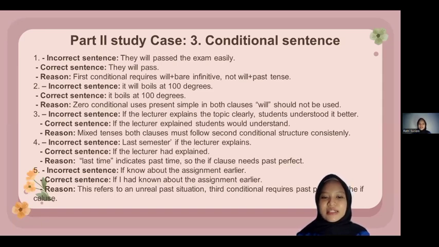The correct sentence is: they will pass, because the first conditional requires will plus the infinitive, not will plus past tense. Number 2 is: it will boil at 100 degrees. The correct sentence is: it boils at 100 degrees, because the zero conditional uses present simple in both clauses, so will should not be used. Number 3: if the lecture explained the topic clearly, students understood it better.